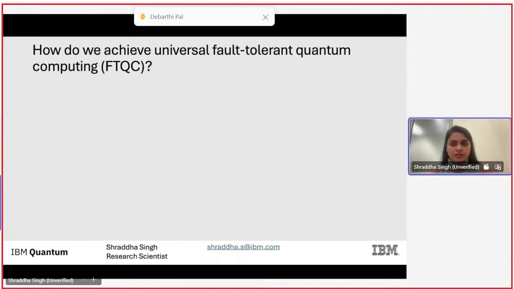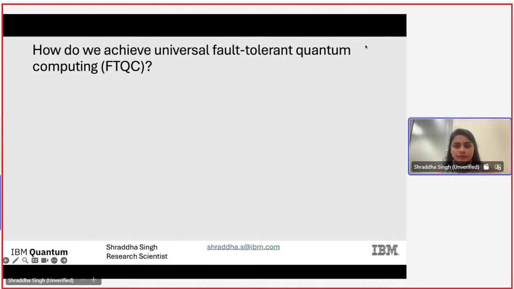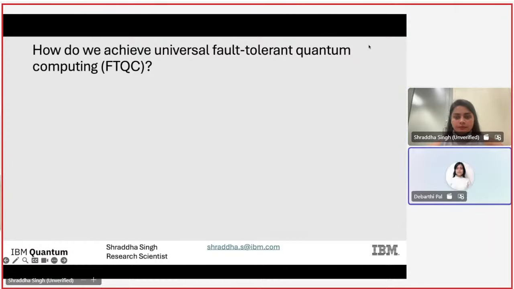So I think we have a question. There's a question. Is quantum error correction decoding a part of post-processing in classical computing?